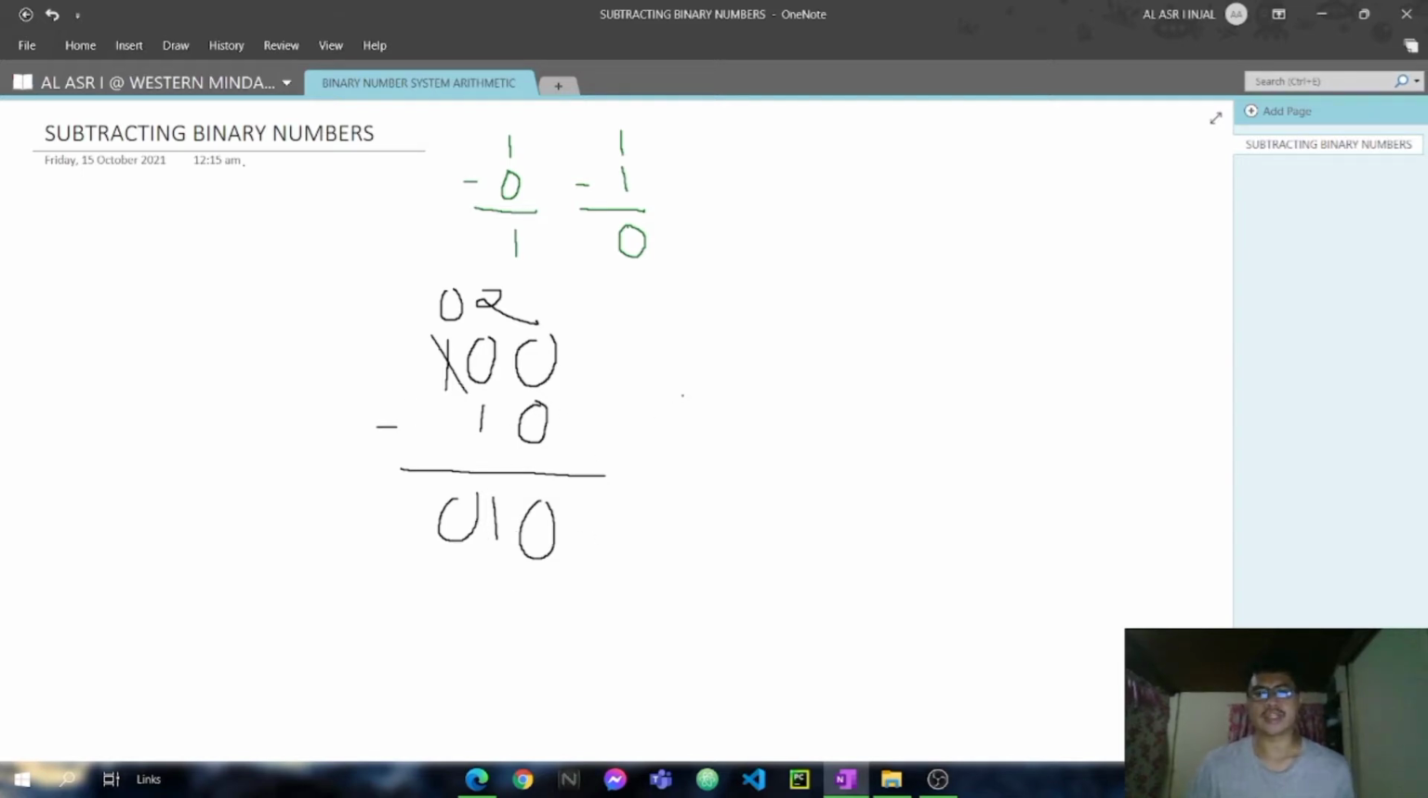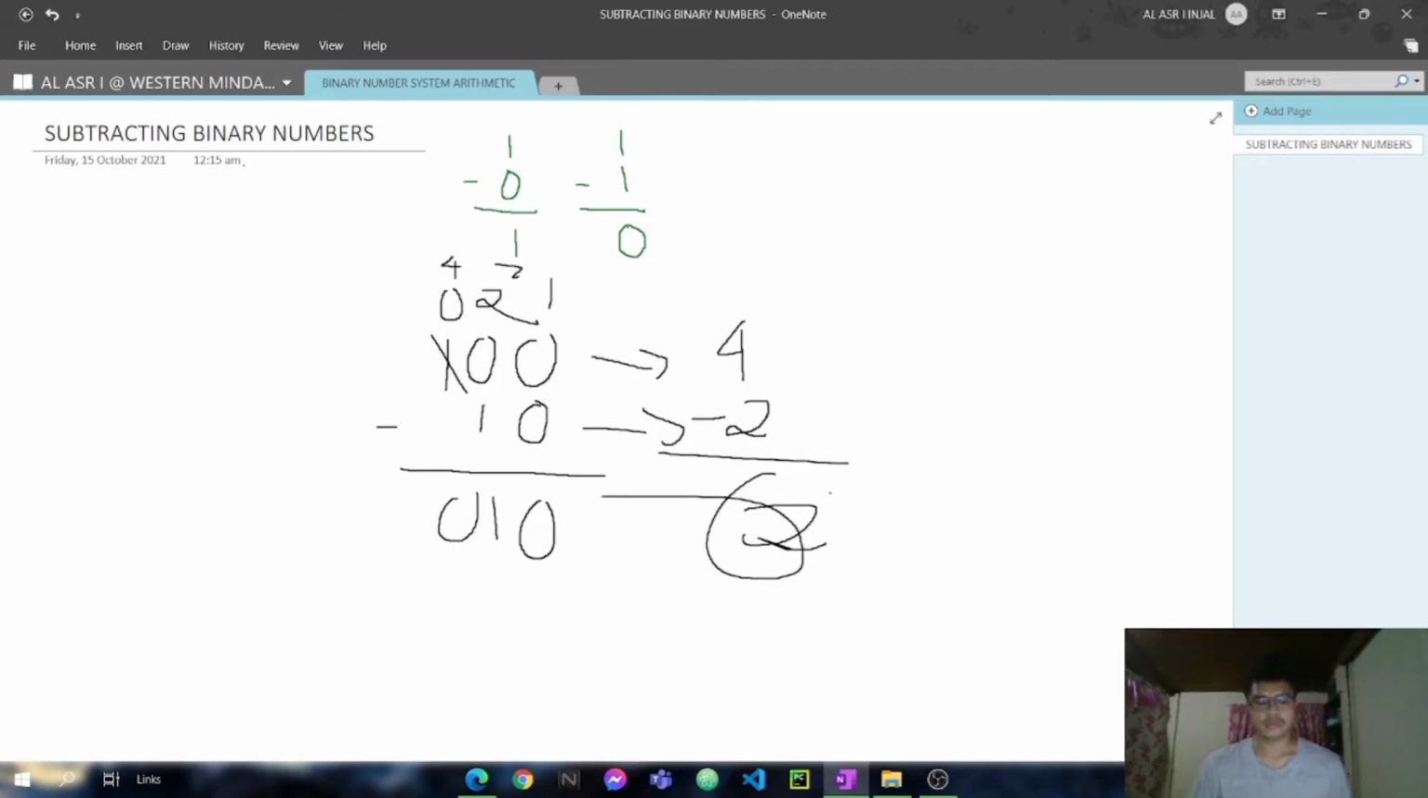If you want to check it in decimal, we can do it this way. 1, 2, and 4. So 4 minus 2 is equal to 2. So this is the equivalent value of 0, 1, 0 in decimal.